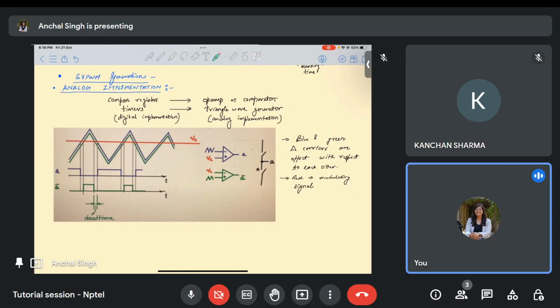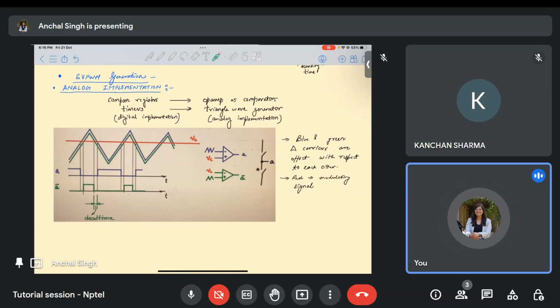Whereas while we are doing analog implementation, you can use op amps for doing this analog calculation. You can use op amps, triangle wave generators, Schmitt triggers, all these things in order to serve the same purpose. So you can implement this modulation technique, space vector modulation, using both analog and digital.